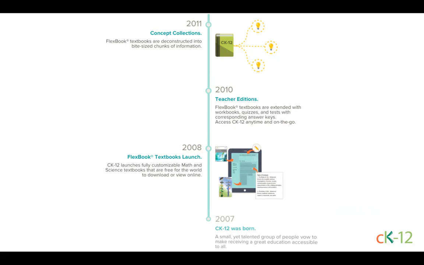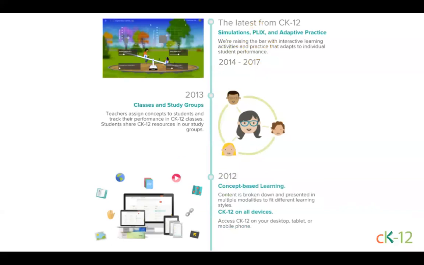Unlike our original Flexbooks that offer more of a full lesson plan and follow a structure of what you'd find in a more traditional textbook, these concept collections deconstruct the books into bite-sized chunks of information, similar to how teachers want to teach and students want to learn. In 2012, we continued to break our content down into these individual concepts and present them in multiple modalities to fit different learning styles, allowing all students to learn their way and on any device, since that was also the year when CK-12 became available on desktops, tablets, and mobile phones.